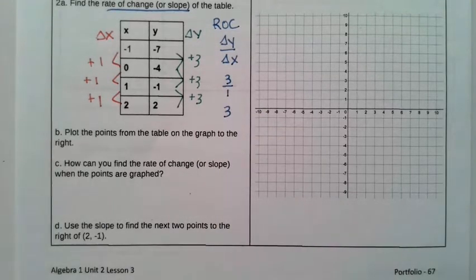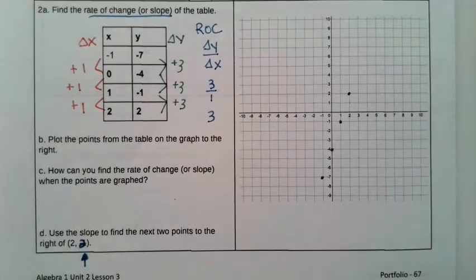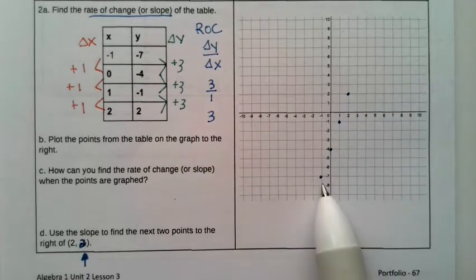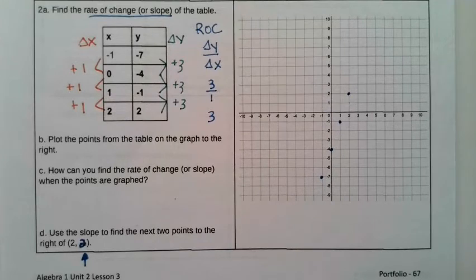At this time, I'd like you to pause and plot the points from this table. And hopefully you see your points line up where my points line up on the graph. And now we're going to look at how we can use the rate of change or slope when the points are graphed. Again, we want to read a graph from left to right, just like you read a book. I always start at my furthest point to the left to go to my points on the right.